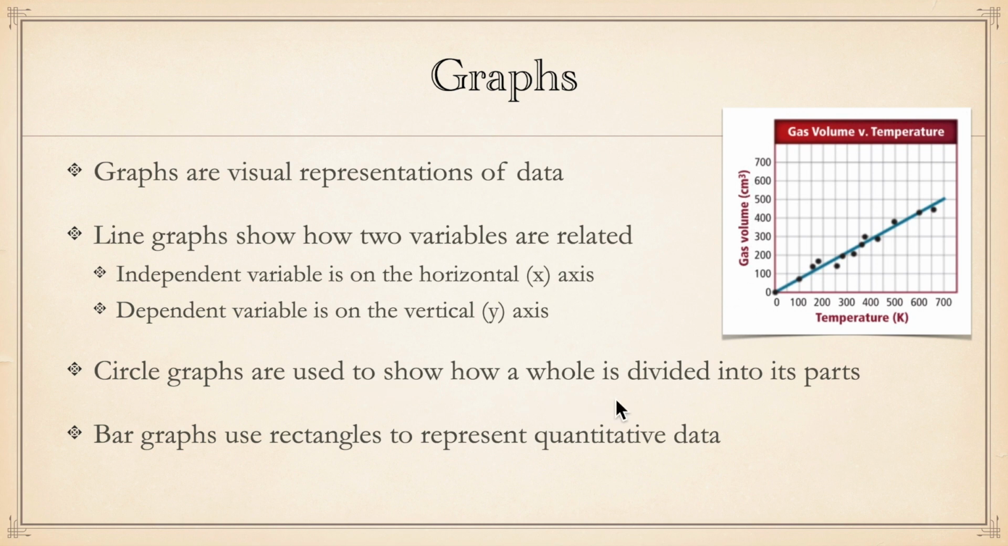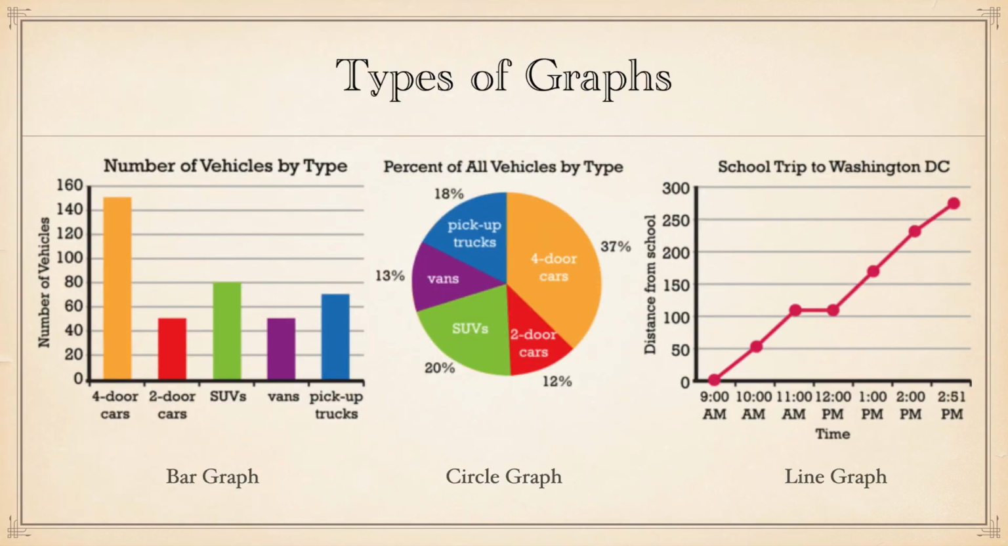Circle graphs are used to show how a whole is divided into its parts. Bar graphs use rectangles to represent quantitative data that can be divided into categories. So types of graphs. Again, we have bar graphs, which use rectangles to show quantitative data that are divided into categories. So in this case, types of cars or types of vehicles, and the number of vehicles is on the y-axis over here.